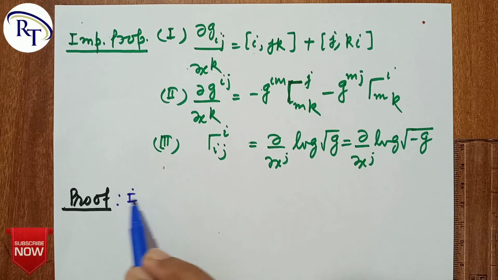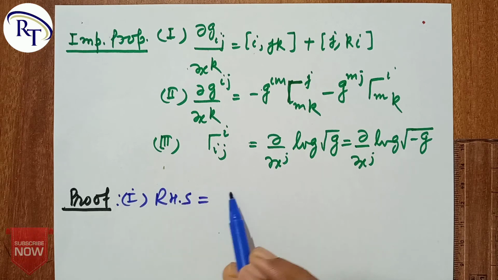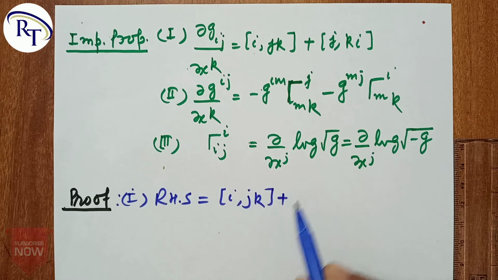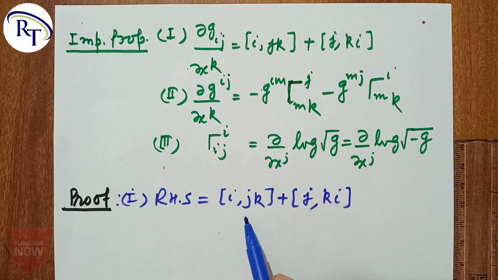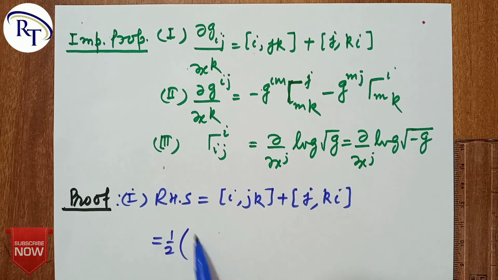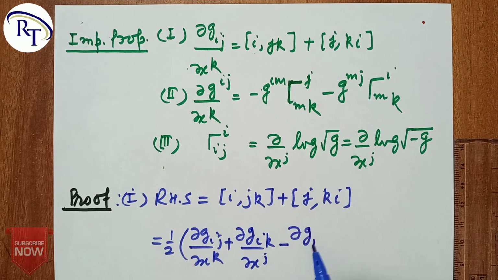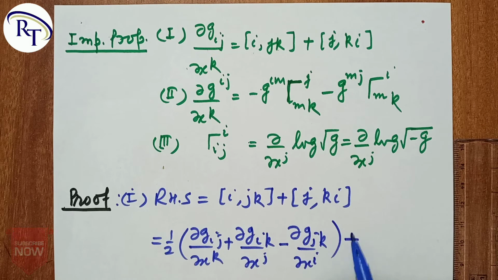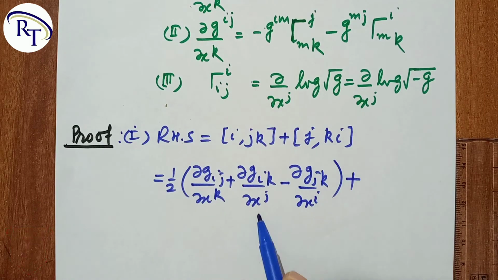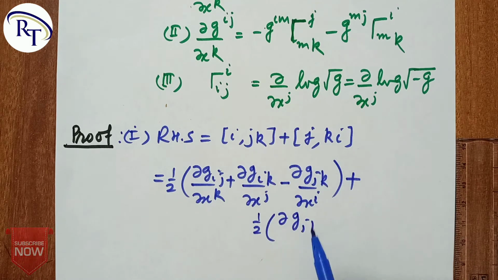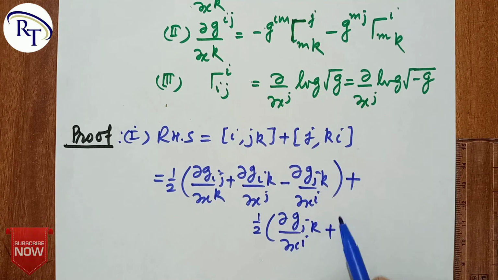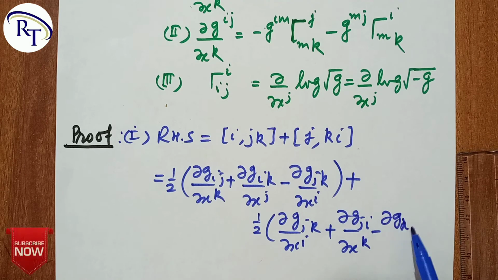Proof of the first. The right-hand side equals [ij,k] plus [jk,i], because we have already explained the definition of Christoffel symbols of the first kind. So this equals 1/2 (∂g_ij/∂x^k + ∂g_ik/∂x^j − ∂g_jk/∂x^i), plus, again using the definition, 1/2 (∂g_jk/∂x^i + ∂g_ji/∂x^k − ∂g_ki/∂x^j).